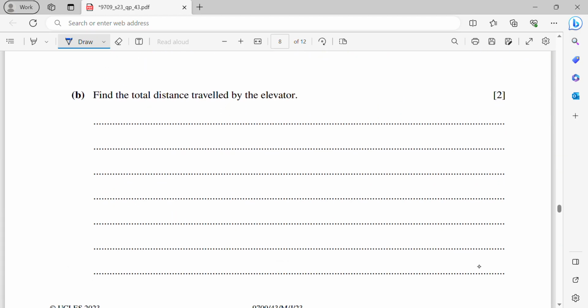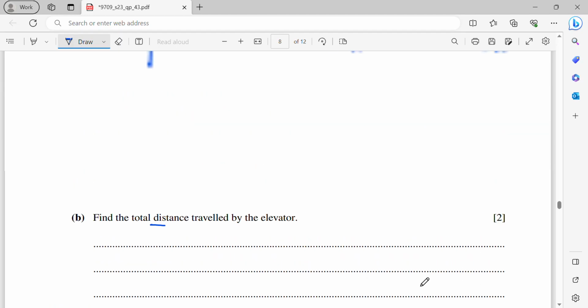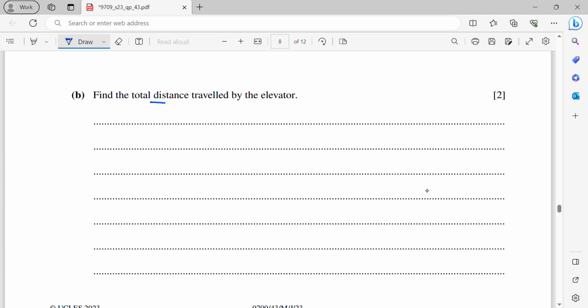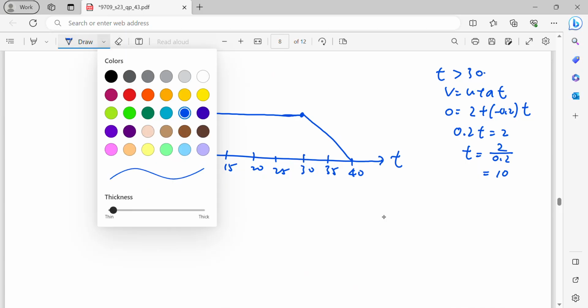Right, now B, find the total distance traveled by the elevator. So the total distance traveled is basically the area under the curve for the velocity time graph. So now I will write total distance traveled equals to total area under VT graph. Right? So when you look at the graph here, it's actually a trapezium.